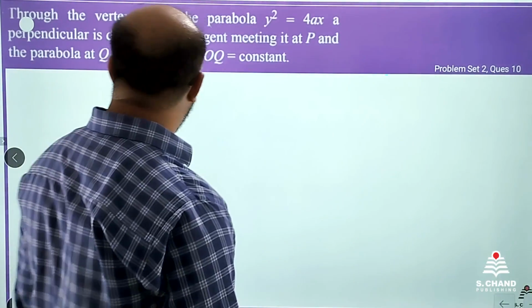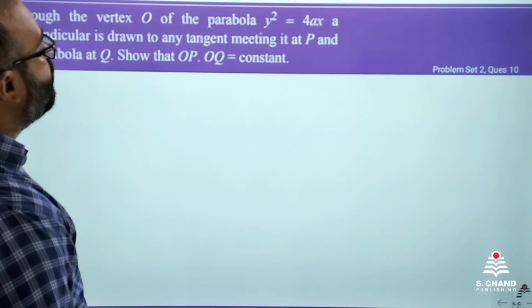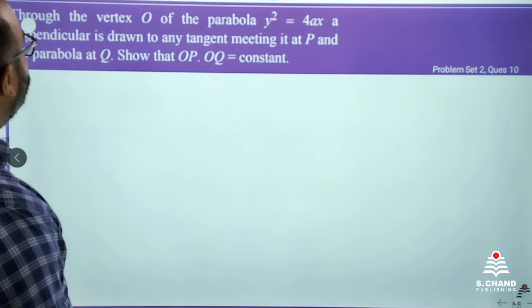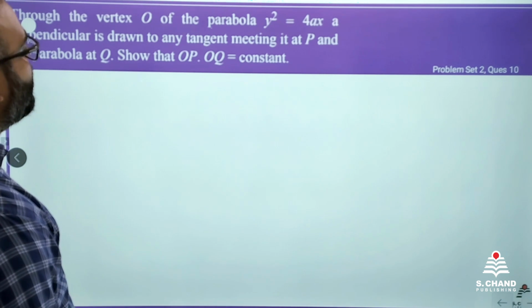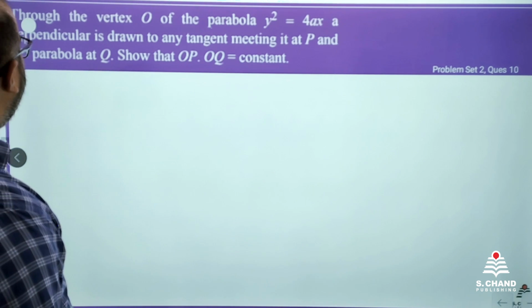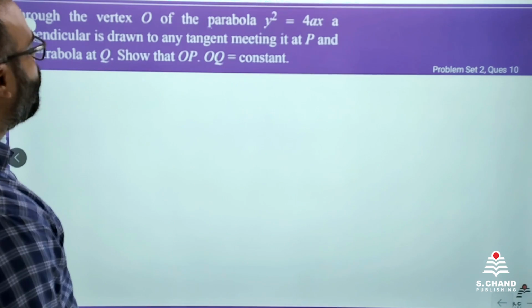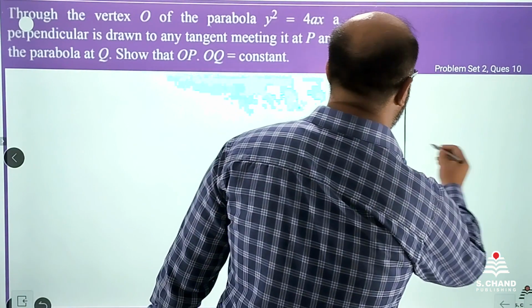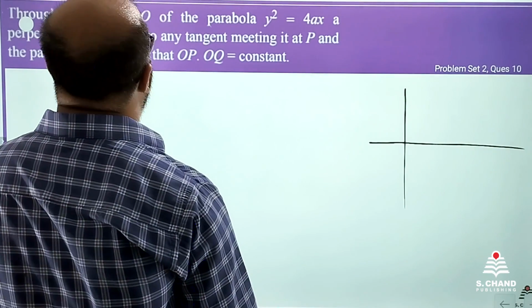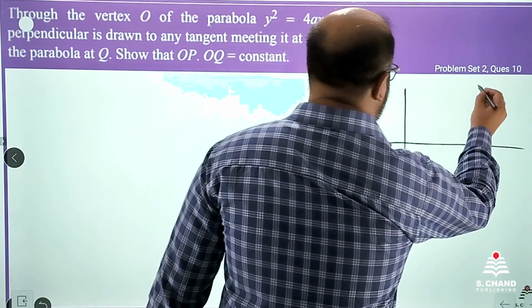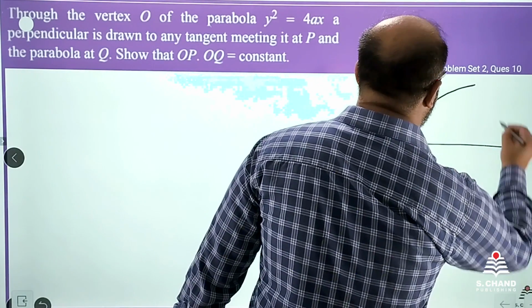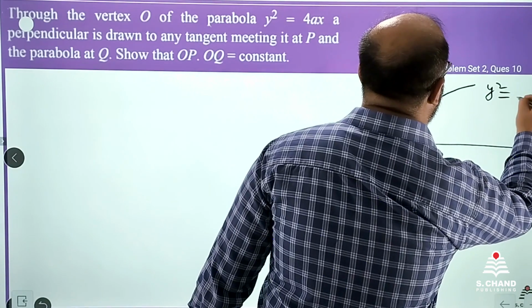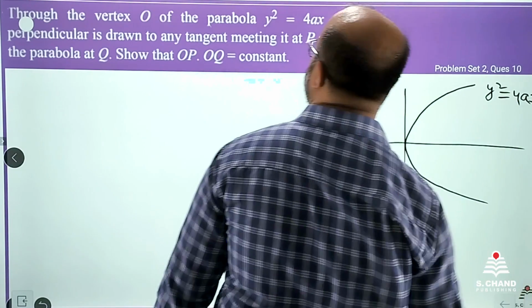Let us come to the next question. This says, to the vertex O of the parabola y² = 4ax, a perpendicular is drawn to any tangent meeting it at P and the parabola at Q. Show that OP · OQ is equal to a constant. So what is given here is basically a parabola y² = 4ax, which is a right opening standard parabola.